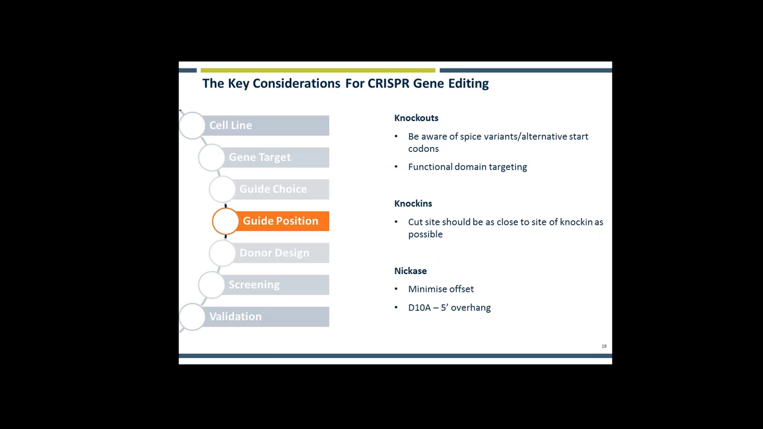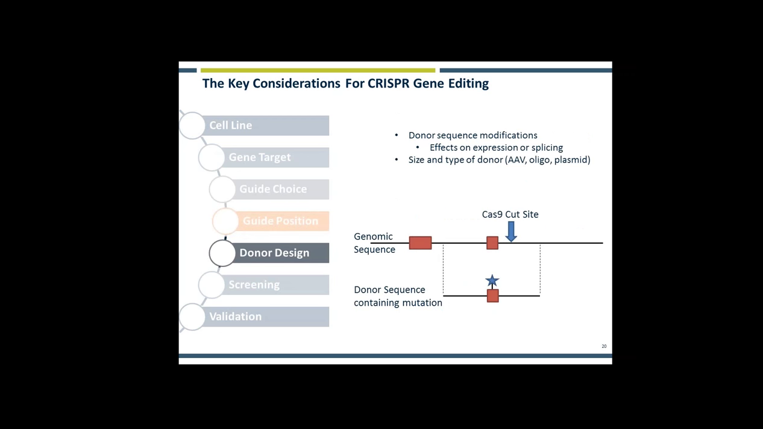But if you're planning a knock-in, it's actually at this point that I would advocate designing your donor sequence. The reason for this is you want to design your donor in such a way that you minimize the chances of it being recut once it's incorporated into the genome. And the way in which you can do this is, knowing the guide sequence that you're going to be working with, you can take elements of that guide sequence and introduce silent mutations in the donor such that it can't then be recut. A great way to do this if you can is to introduce the silent mutation into the PAM site, and if that's not possible, into the seed region, which is the region proximal to the PAM site.